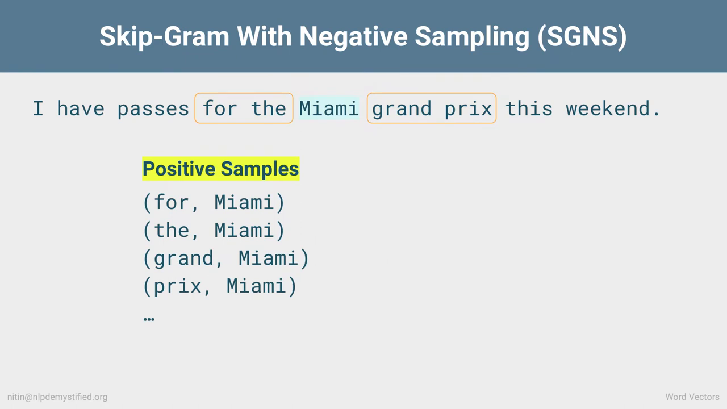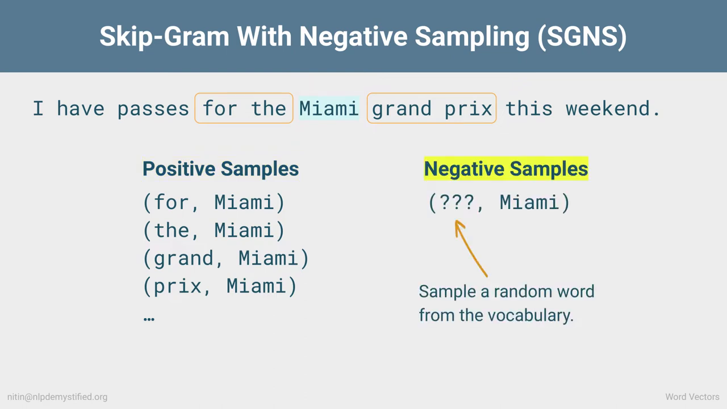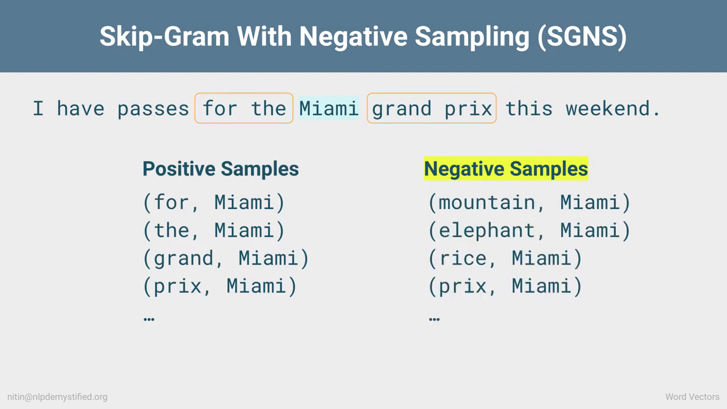We can treat these pairs as positive examples, and each time we move to the next target word and slide the context window, we'll generate a new collection of positive samples. At the same time, we'll generate negative samples. The target word Miami remains the same, but this time, we'll pair it with a random word sampled from the corpus vocabulary. We can consider this random word a negative context word. And so let's say we end up with this collection: Mountain Miami, Elephant Miami, Rice Miami. Note how the word pre, which is in the current context window, ends up being sampled here. It is okay if that happens.